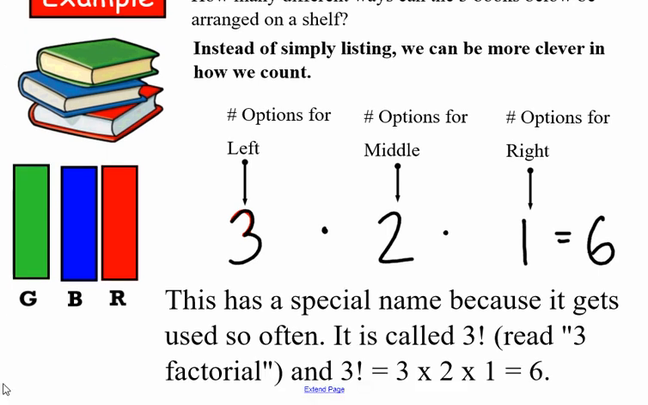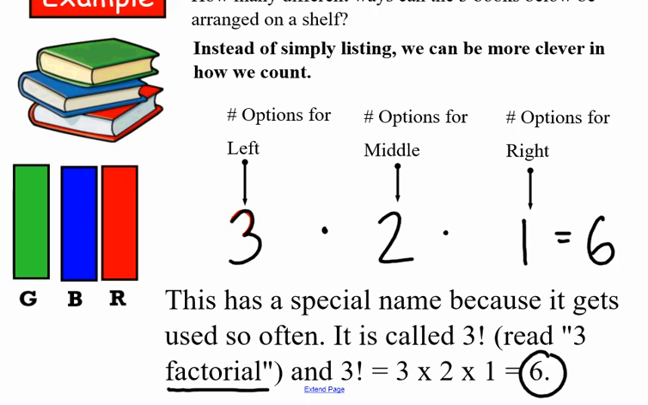But this idea of unique arrangements for n items gets used so often, we have a special name for it. It's called the factorial. In our case, 3 with an exclamation mark is how we write it mathematically. It's read as 3 factorial, and it simply means 3 times 2 times 1. You start at the number, and then you multiply by the integers less than it all the way down to 1. So 3 times 2 times 1 leaves me with 6.